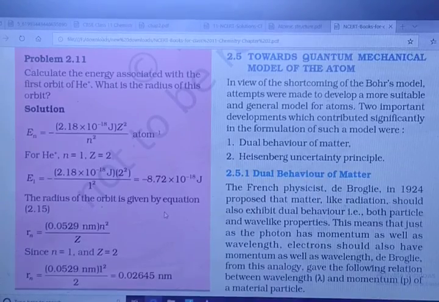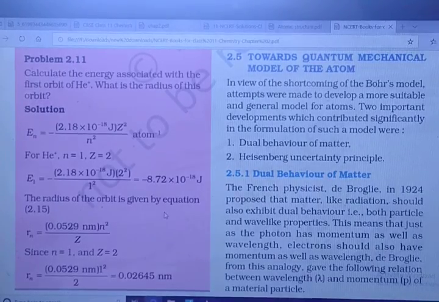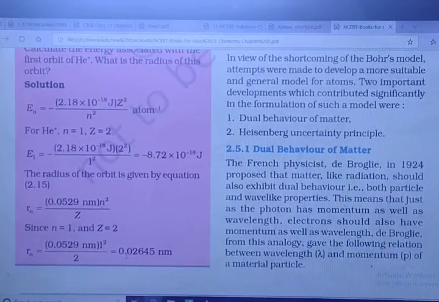Now the radius of the orbit, you know very well, the formula was r_n is equal to 0.0529 upon Z nanometer into n square. Here the value of n is 1, Z value is 2. Now just put the values in this formula. r_n is equal to 0.0529 into n value is 1, so 1 square, and the Z value is 2. After calculating, you will get the answer 0.02645 nanometer.